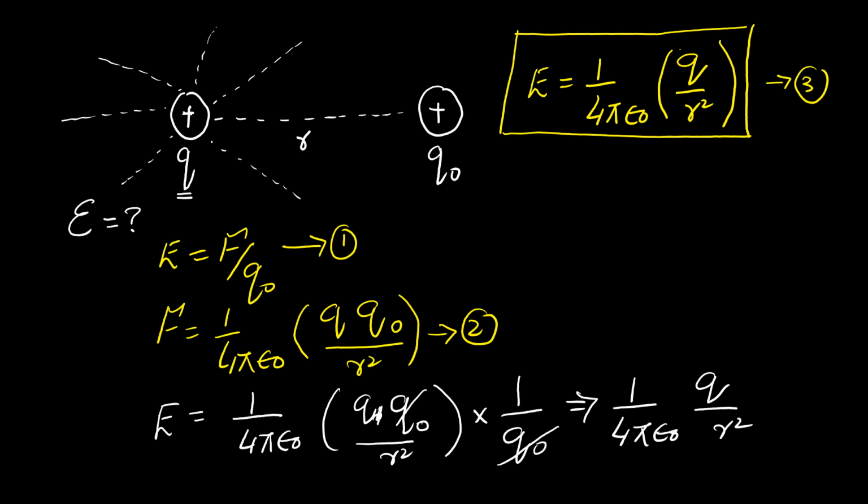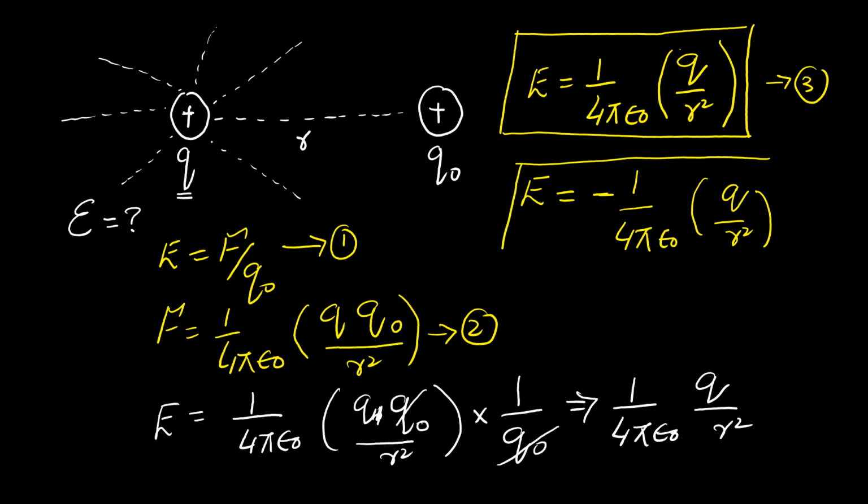In case we have a negative charge, the electric field intensity around the negative charge can easily be determined just by using a minus sign in the same equation, 1 over 4 pi epsilon naught into Q divided by r squared. So this is for when the point charge is a negative charge. For a negative charge we can use this equation for electric field intensity.